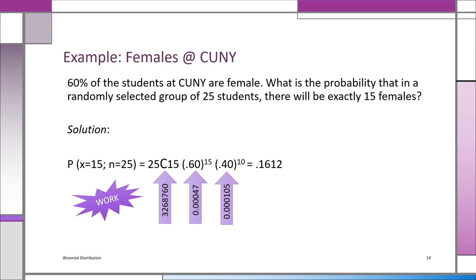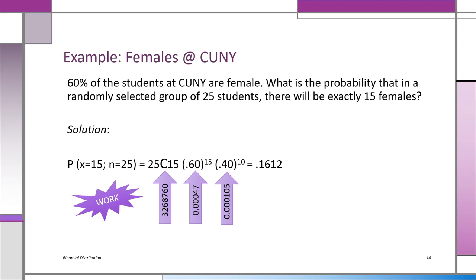Okay, now notice, by the way, if you want to get mu, which you expect to see, you do take mu equals np, or 25 times 0.60. That's what the most likely outcome should be. But let's use the binomial. Okay, so x is 15 out of n 25. And you see the two probabilities, 0.60, that's the probability of female.